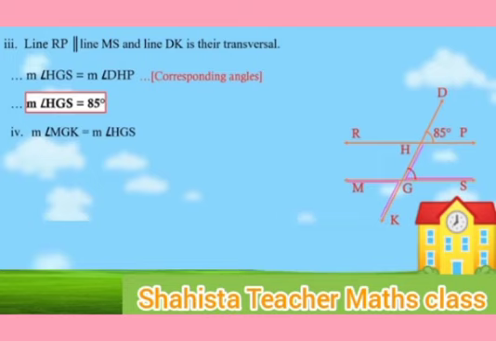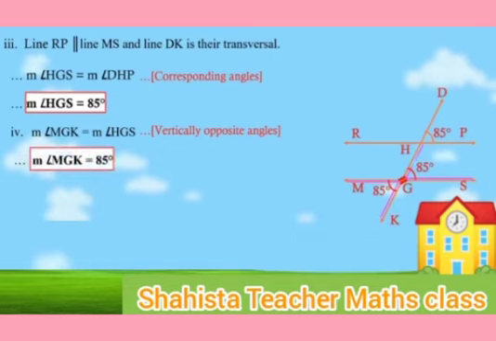See this pink color. G is the common for both the angle and G is the vertically opposite angle for both the angle. HGS is equal to MGK. Is that clear? So they both are equal. 85 degree is equal to 85 degree. So measure of angle MGK is equal to 85 degree.